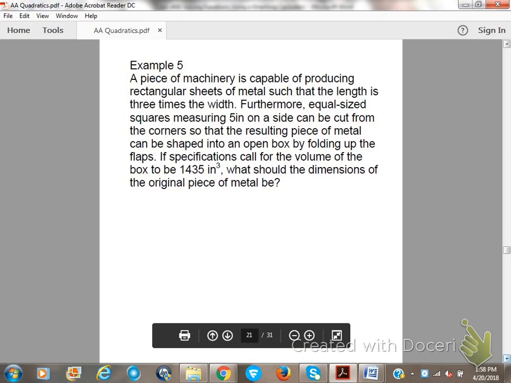Cody, read that one out loud for us, please. A piece of machinery is capable of producing rectangular sheets of metal such that the length is 3 times the width. Furthermore, equal size squares measuring 5 inches on the side can be cut from the corner so that the resulting piece of metal can be shaped into an open box by folding up the flaps. And specifications call for the volume of the box to be 1435 inches cubed. What should be the dimensions of the original piece of metal?